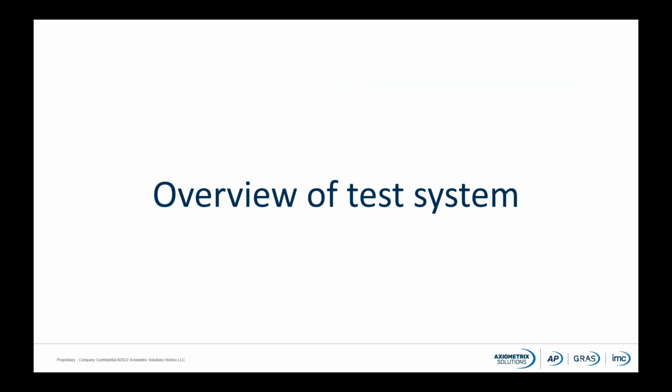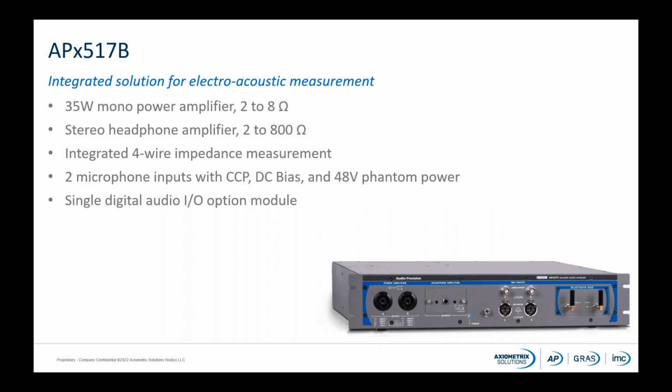Next, we'll look at the various components and options for the test system. The APX517B is an excellent match for testing many smart audio devices as it's set up out of the box for electroacoustic measurements. It has a 35-watt power amplifier, a stereo headphone amplifier, 2 microphone inputs with CCP and phantom power options, and a single slot for an optional digital I/O module. It's pictured here with the Bluetooth Duo digital I/O.